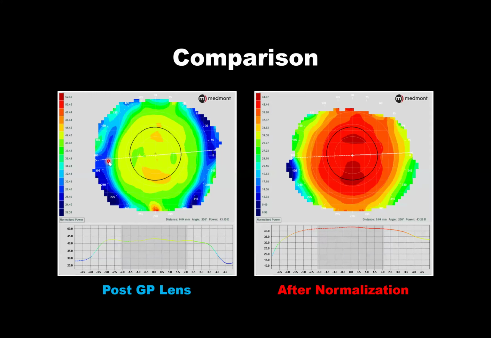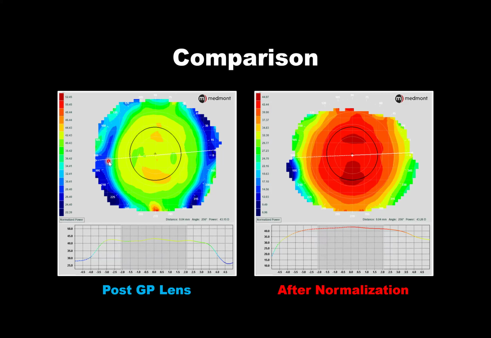Podemos ver en la primera figura, al lado izquierdo, que es una topografía hecha post uso de un lente gas permeable. Como pueden ver, toda esa zona casi perfecta circular azul es donde hace presión el borde del lente gas permeable.